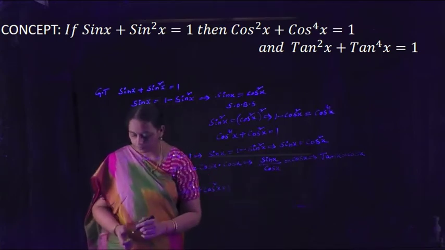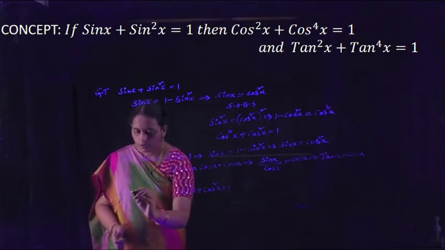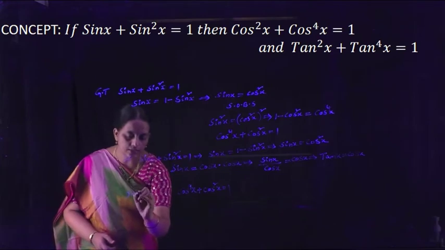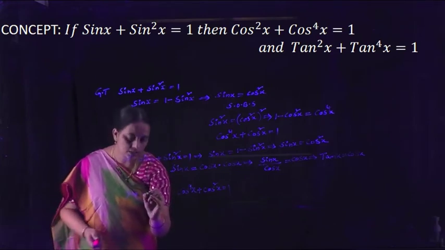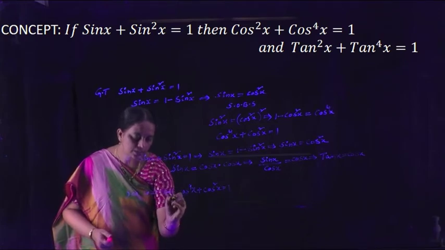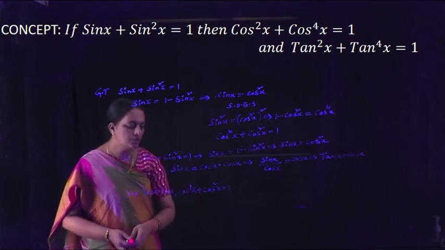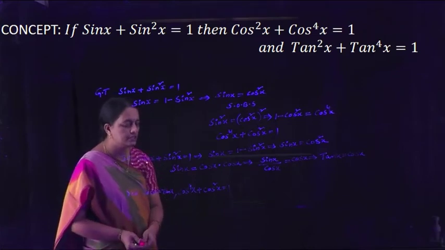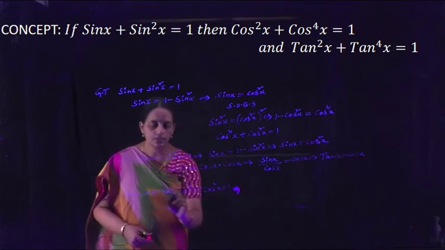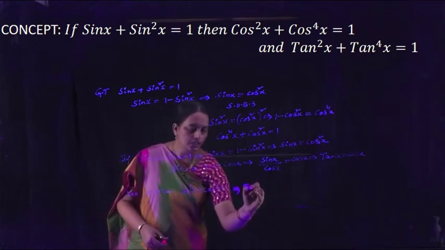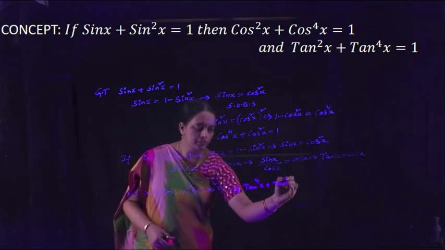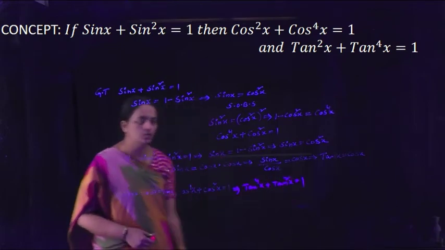Substitute tan x is equal to 1/cos x, that is, cos x is equal to tan x, in cos power 4x plus cos square x is equal to 1. We get cos means tan. So tan power 4x plus tan square x is equal to 1.